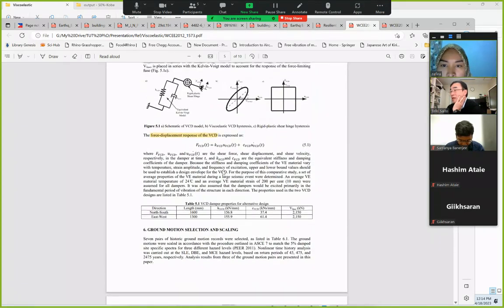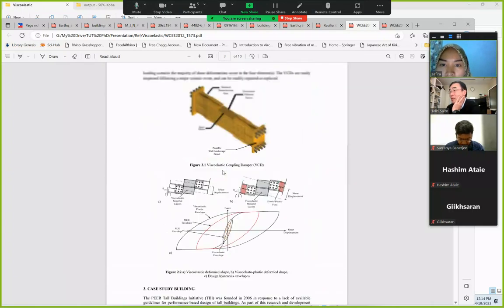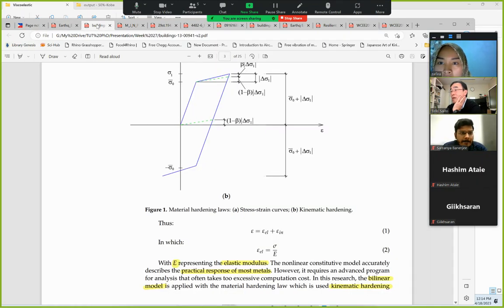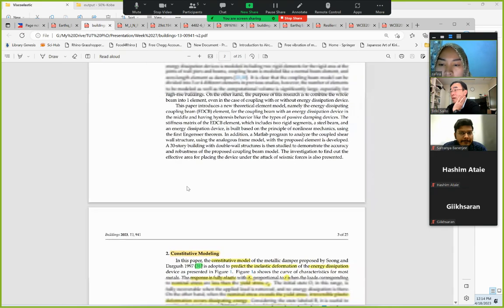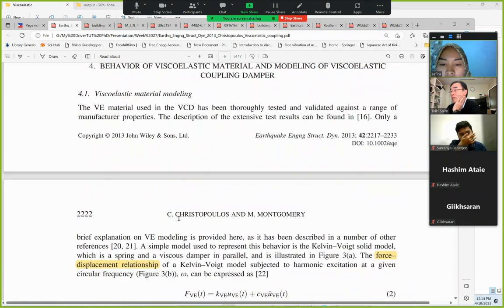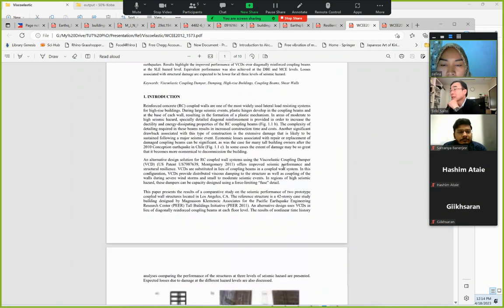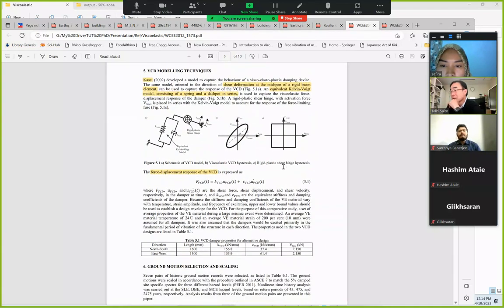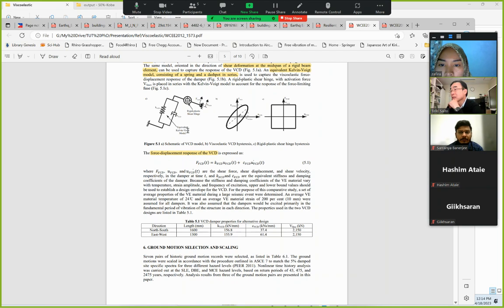The author is the same author. The author of this one is McKay Christopoulos, and this one is the same, sensei. Same author, Christopoulos. Okay, I understand. It also uses the Kelvin-Voigt model, something like a unique device.